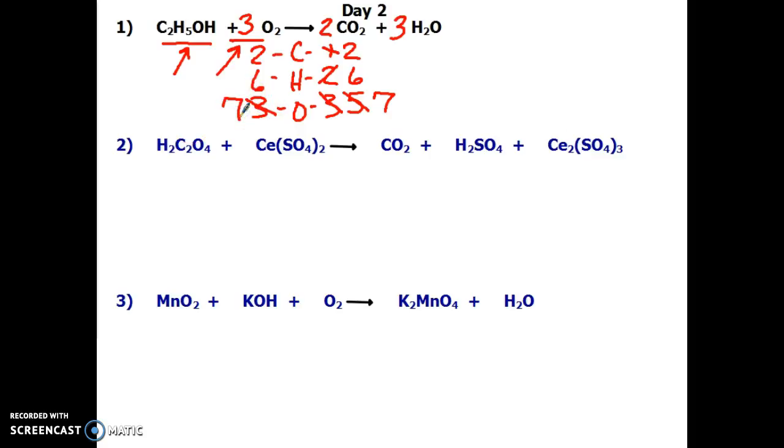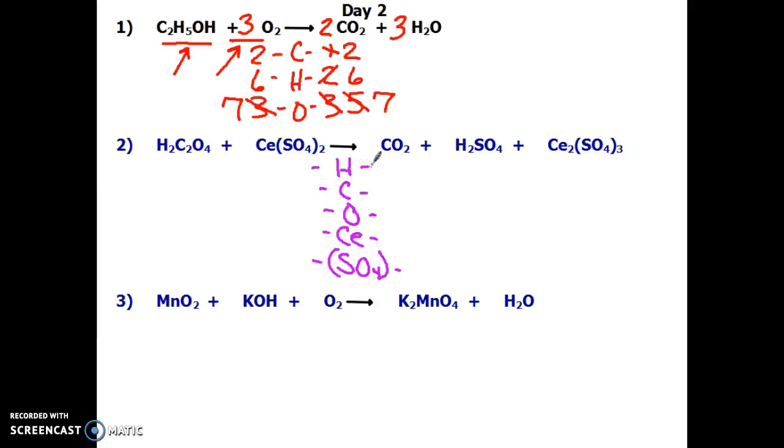All right, let's try the second one. The second one, we have a whole lot of elements to actually count, but we have H, we have C, we have O, we have Ce, and then what I'm going to do is something we learned the other day, is I'm going to count my SO4 as an entire group, and I think that will make it go a little bit faster and quicker for you.